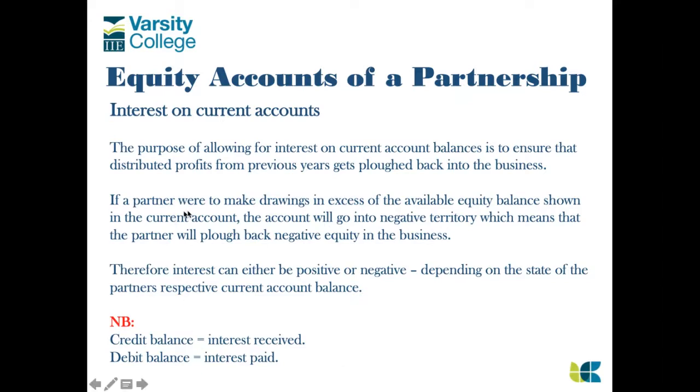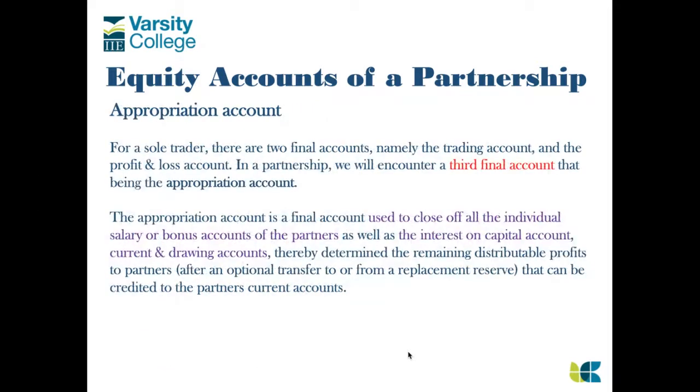All right. If a partner were to make drawings in excess of the available equity balance shown in the current account, the account will go into negative territory, which means the partner will plow back negative equity in the business. Therefore, interest can either be positive or negative, depending on the state of the partner's respective current account balance. Okay. Interest received if it's a credit balance, in other words, a positive balance. And then if it's a debit balance, then it's going to be interest paid. I'm the one who's paying this.